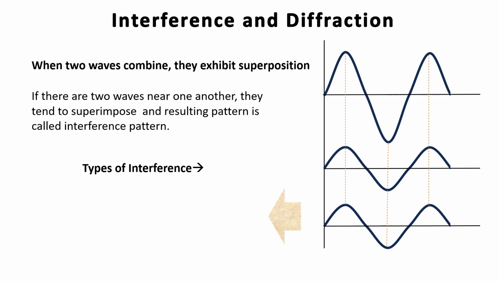If two waves are perfectly aligned, that is crest to crest and trough to trough, when that interference occurs, the resulting amplitude will be twice that of the constituent wave. This is called constructive interference.